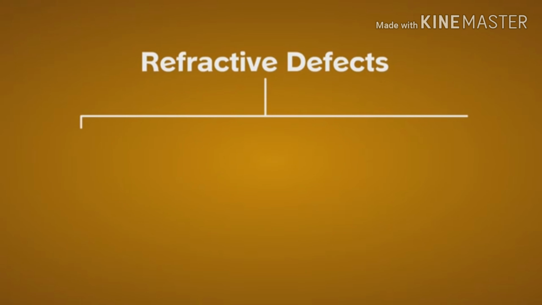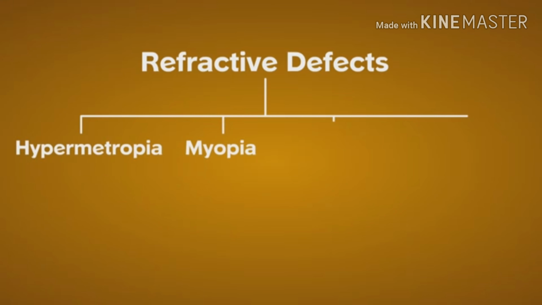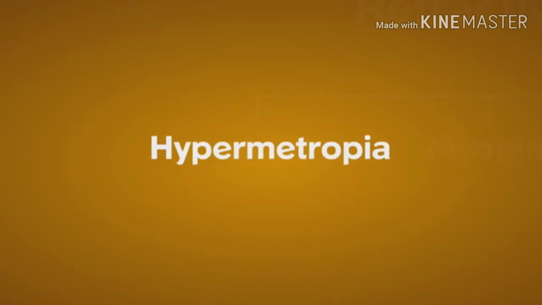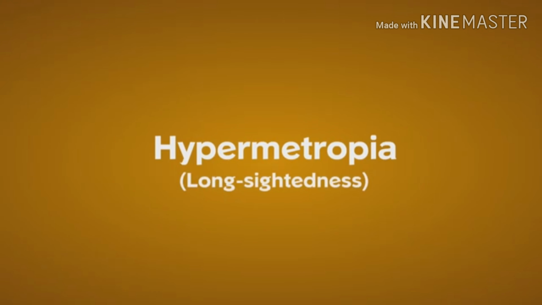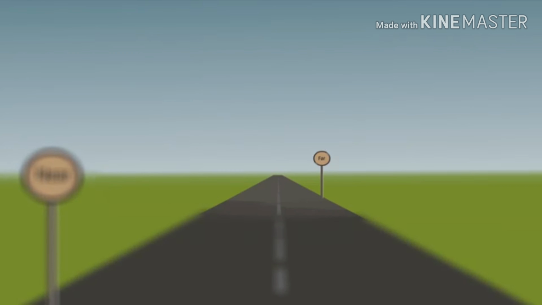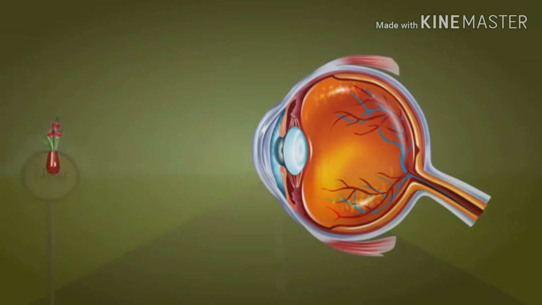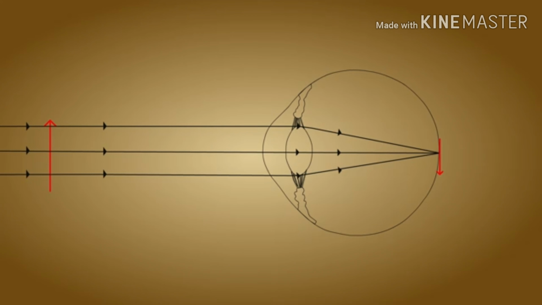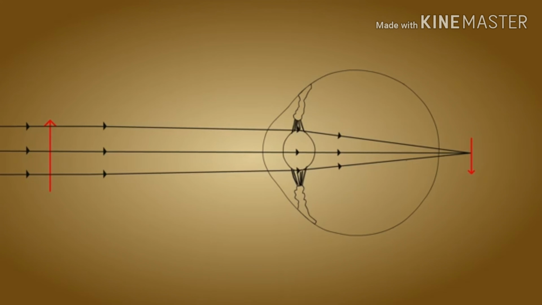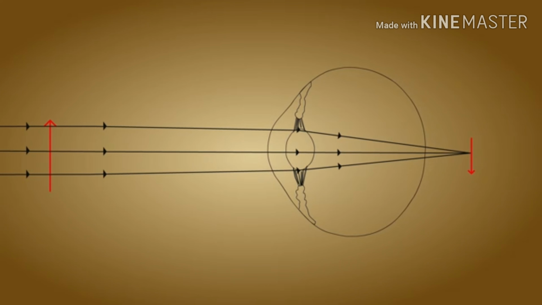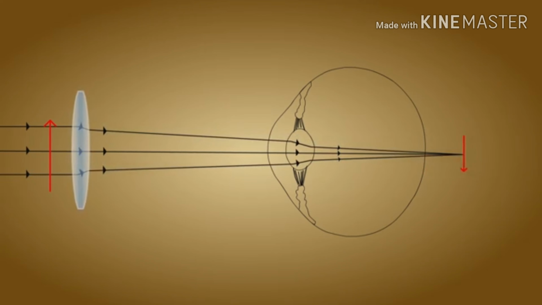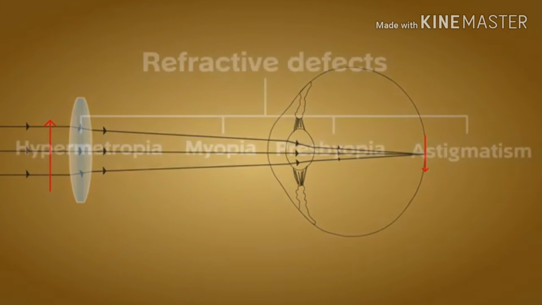There are 4 common refractive defects of vision that we shall look at and see how they can be corrected. The first defect we look at is hypermetropia, also known as far or long-sightedness, in which nearby objects cannot be seen clearly as the image is formed behind the retina. This is due to the increase in focal length of the lens and decrease in the length of the eyeball. This defect can be corrected using a convex lens of suitable focal length.